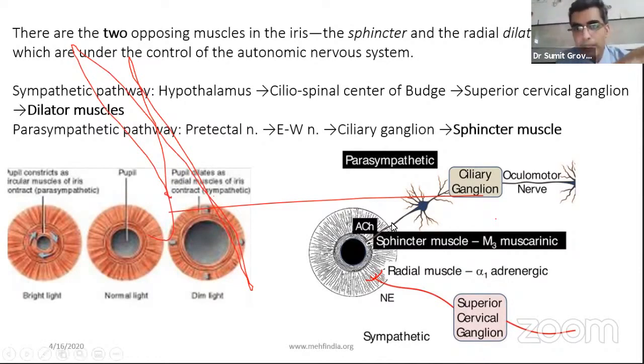I'll stop here and we'll again come to this slide, but the basic thing I want you to remember is that the pupillary reaction, or the muscles, are under autonomic nervous system control. For parasympathetic, the neurotransmitter is acetylcholine and the receptors are muscarinic receptors. For sympathetic innervation, the neurotransmitter is noradrenaline or norepinephrine, and they innervate the radial muscle.